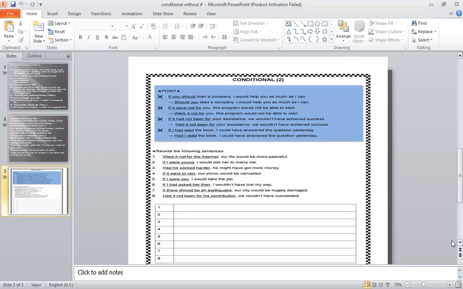Okay, this is an easy exercise. Let's do one of them. Rewrite the following sentence: were it not for the internet, my life would be more peaceful. So here, if there were no internet, this is a second conditional, so past simple plus would. If we didn't have internet, the most important thing is to use past simple, and my life would be more peaceful.